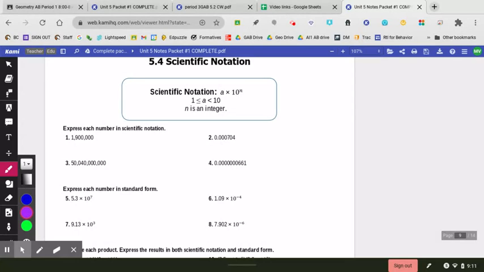Now keep in mind that a is one digit in front of the decimal. That's what it means by between 1 and 10.